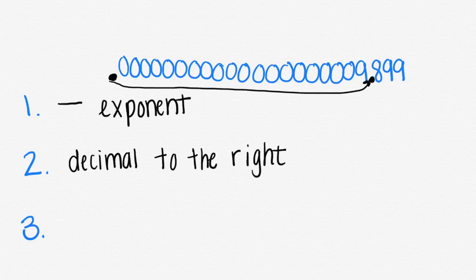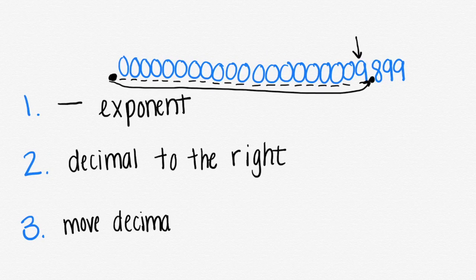So I am moving that decimal 1, 2, 3, 4, 5, 6, 7, 8, 9, 10, 11, 12, 13, 14, 15, 16, 17, 18, 19, 20 times, because not only do I have to go around the 19 zeros, I also have to go around the 9. So I'm moving the decimal 20 times to get around all of the zeros and the 9. Okay, so moving the decimal 20 times.